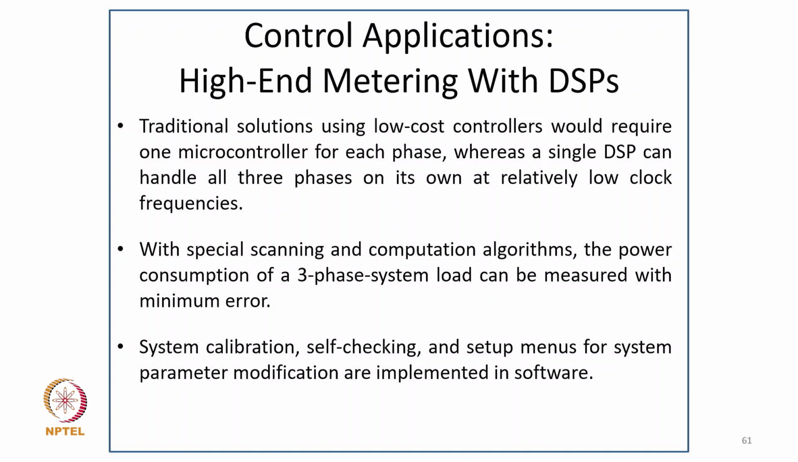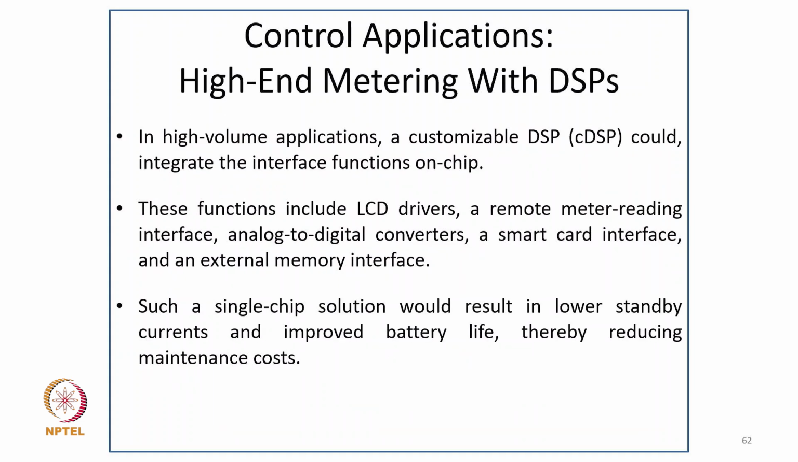So a traditional solution with a low cost controller will require one microcontroller for each phase, whereas a single DSP can handle all 3 phases on its own at a relatively low clock frequency, and with the spatial scanning and computational algorithm, the power consumption of a 3-phase system load can be measured with minimum error, and system calibration, self-checking, and the setup menu for system parameter modifications are implemented in software.